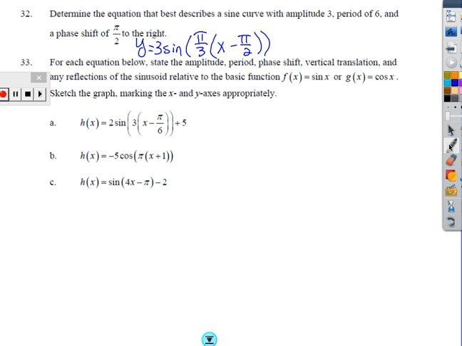In letter C, I see that I've got no amplitude. My amplitude is just 1. And I can tell that my period in this case is going to be a little bit tougher to find. So the period is 2 pi over k. And k in this case is 4, so it's 2 pi over 4, which is pi over 2. So I've got the period. It's just pi over 2.